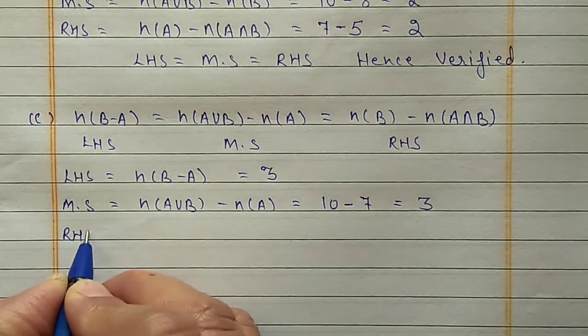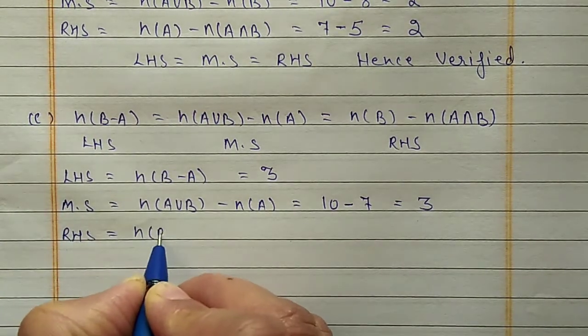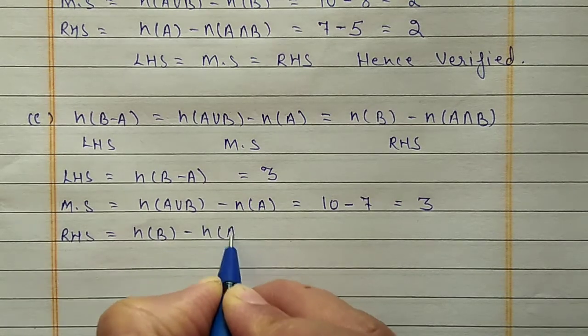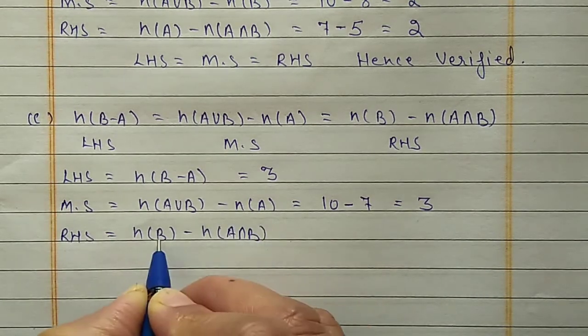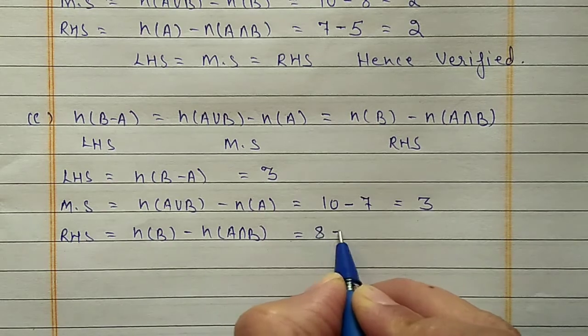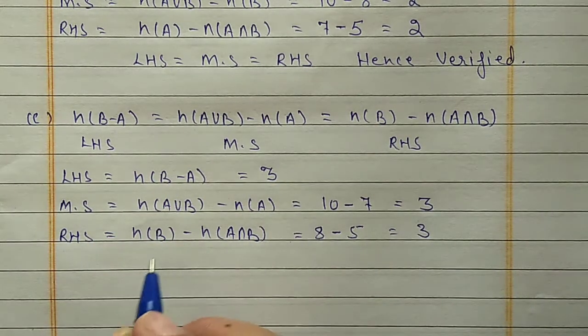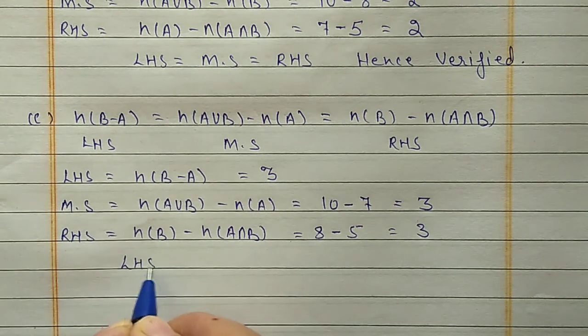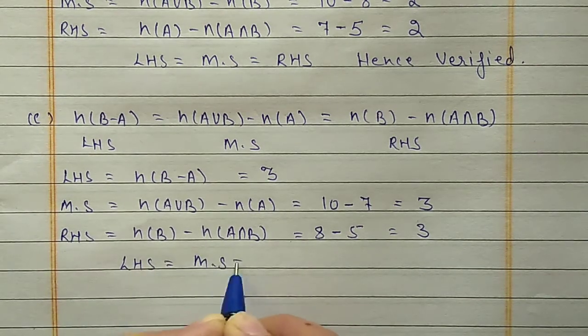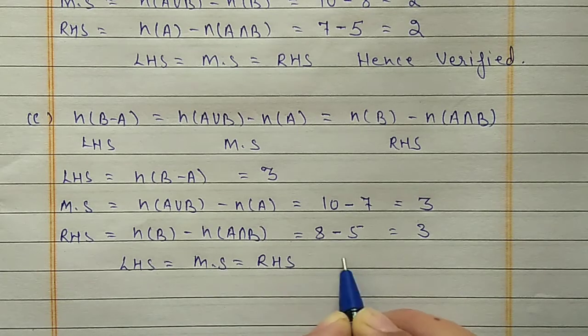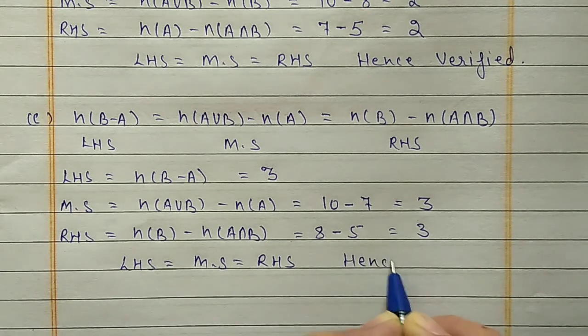Then the right side, n(B) minus n(A intersection B). The cardinal number of B was 8 and A intersection B was 5. So 3. Again all three sides we got the same. The left hand side is equal to the middle side equal to the right hand side. Hence it is verified.